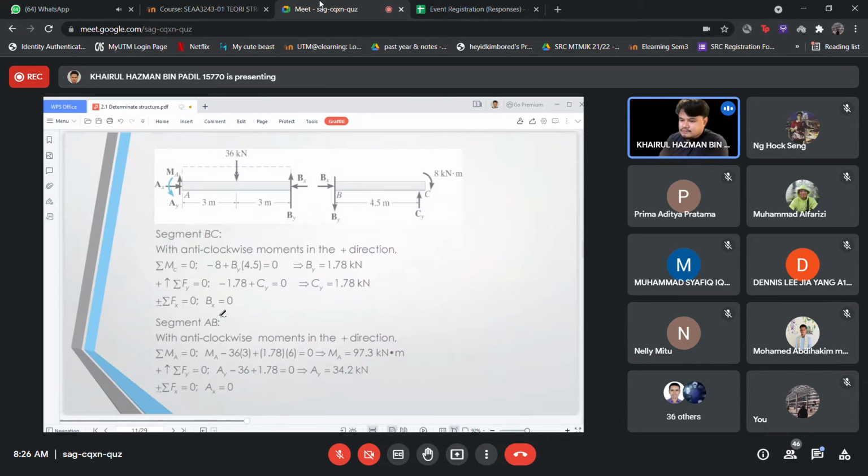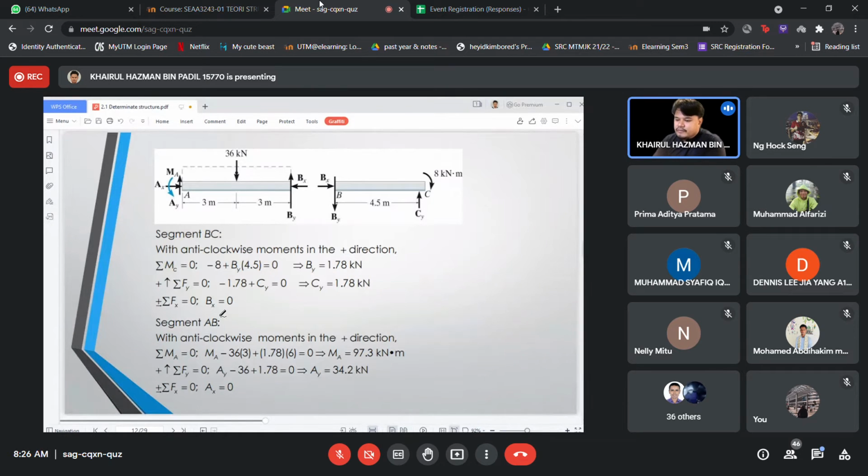So segment BC, we have anti-clockwise. We need to divide the structure into two parts since it is an indeterminate structure as a whole. Due to Newton's first law of motion, if there is a force acting on it, there will be another force acting on it to keep the structure in an equilibrium position. So if you divide the structure into two parts at spot B, we will have two reactions here.